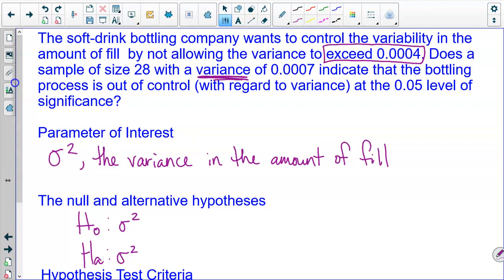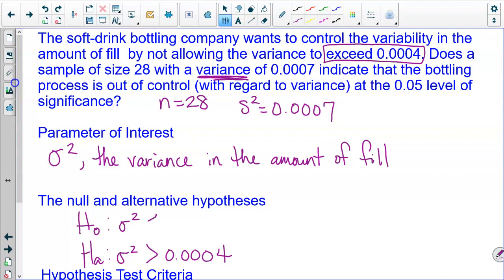A sample of size 28, so that's n equals 28, with a variance of 0.007, so that's s squared. So exceed, what does exceed mean actually? Greater, so that's what they're researching. So actually my alternate is going to be greater. We don't want it to be greater than 0.0004, which means we'll be okay with it if it's less than or equal to.